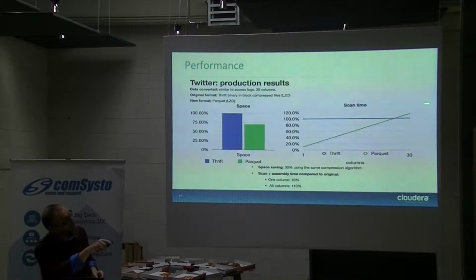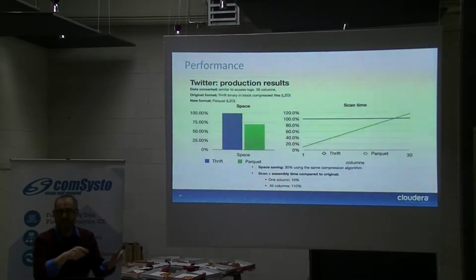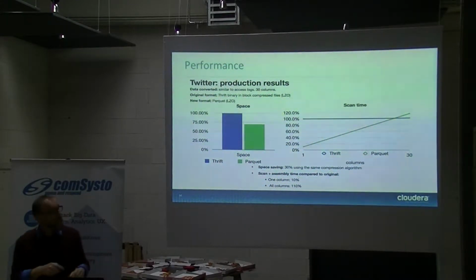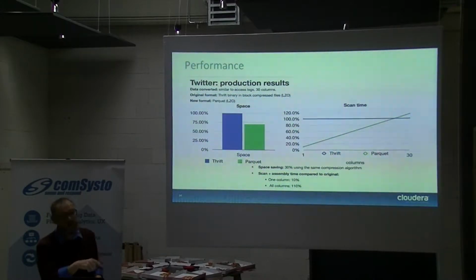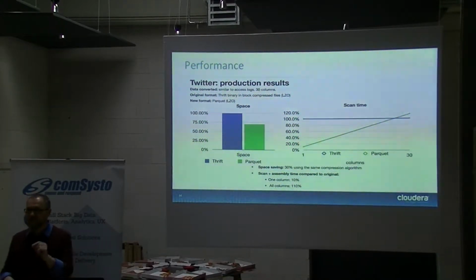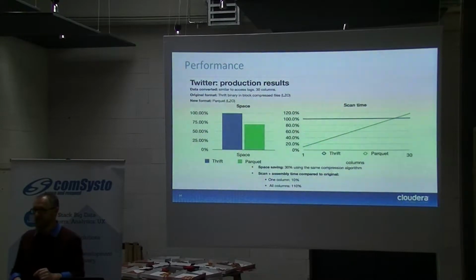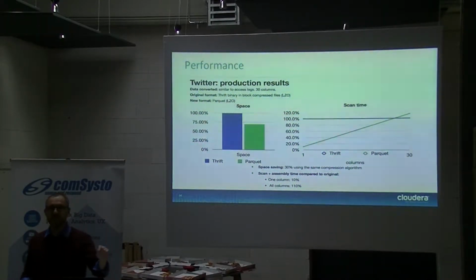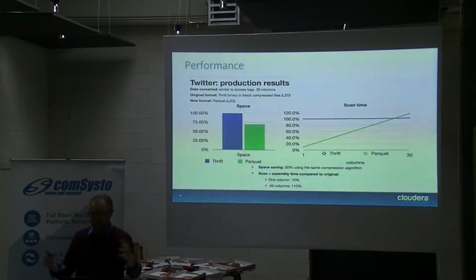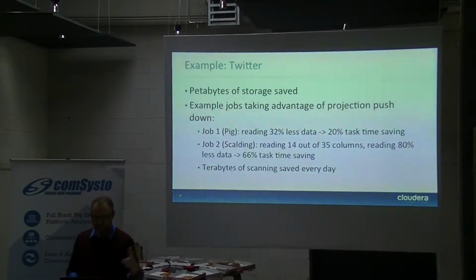Only if you hit all fields, somewhere here at 29, are you as fast as the original query. And if you really do a select star on Parquet, you are basically 10% slower than the original file format. So it is a slight cost if you do a select star. But otherwise, as soon as you go into a more selective query, you always gain. So this is a really good file format for analytical queries, because it really gives you that trade-off. Those petabytes of storage saved.